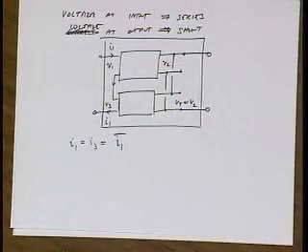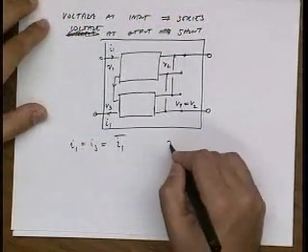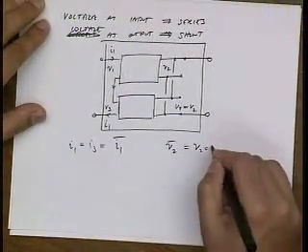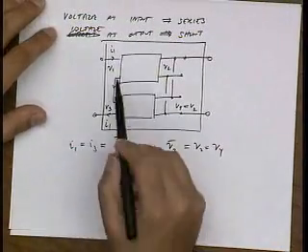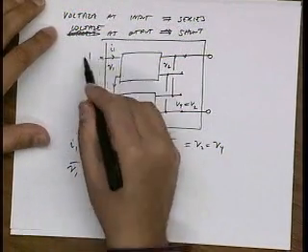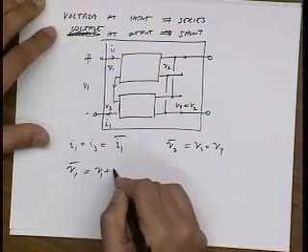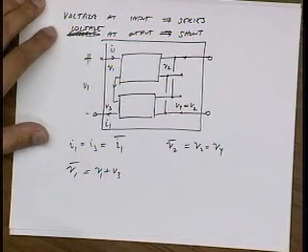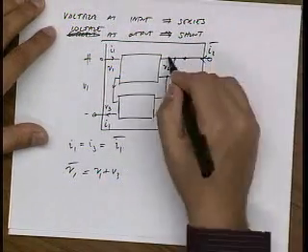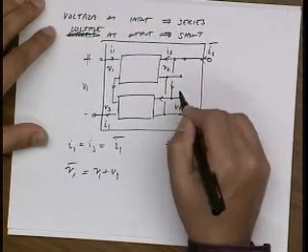This is my effective 2-port. At the output, V2 of the effective 2-port is equal to V2, which is equal to V4. At the input, V1 bar, which is this voltage here, the effective voltage of this 2-port, is V1 plus V3. At the output port, I2 bar is equal to I2 plus I4.